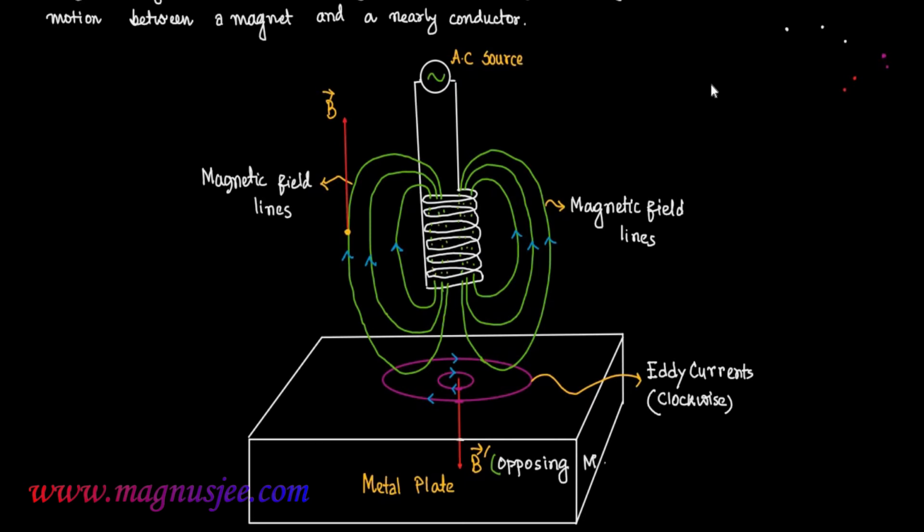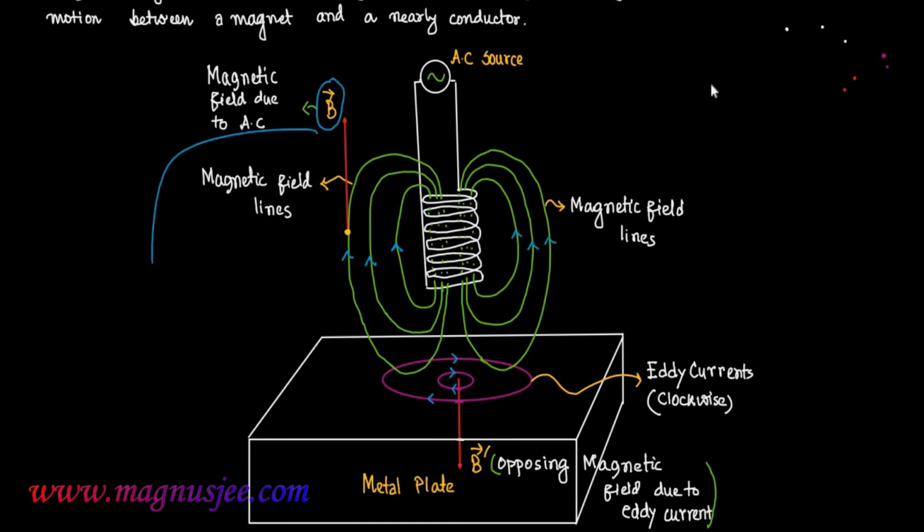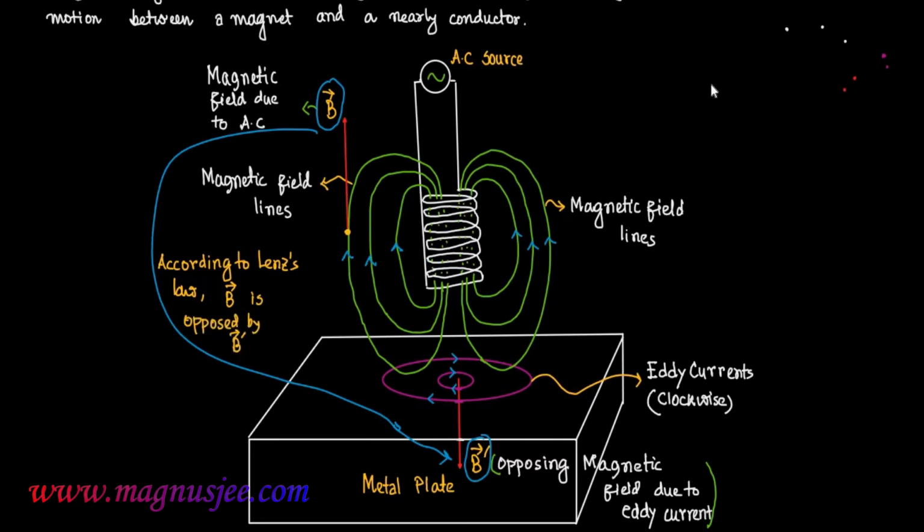Now, an opposing magnetic field induction, that is vector B prime, will act vertically downwards, and this opposing magnetic field is produced due to the circular currents or eddy currents. The magnetic field due to the alternating current flowing through the circular coil, vector B, will be opposed by vector B prime. The magnetic field due to AC is opposed by the magnetic field generated due to eddy currents. According to Lenz's law, vector B is opposed by vector B prime.